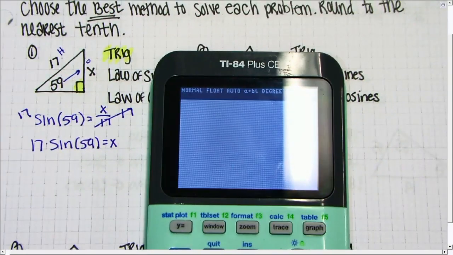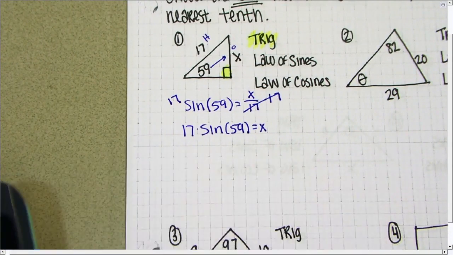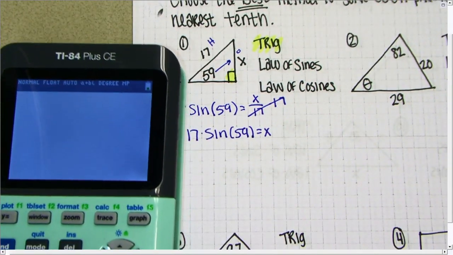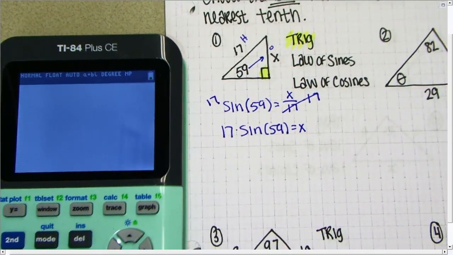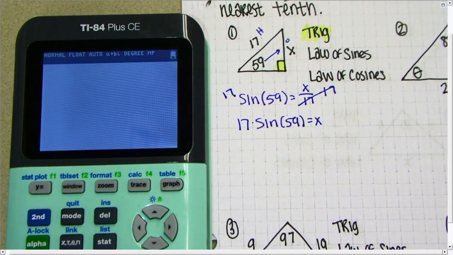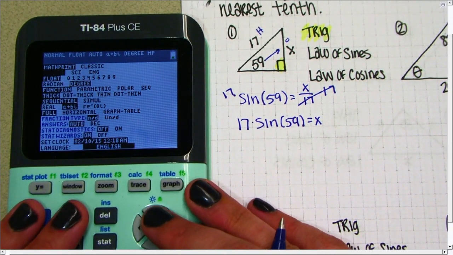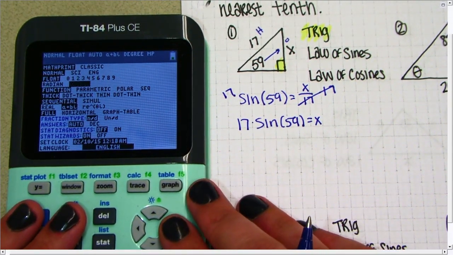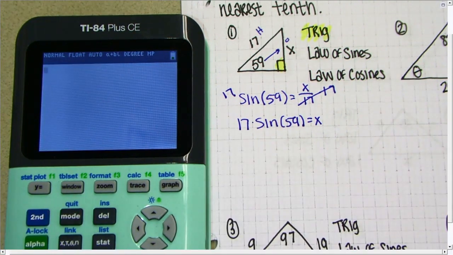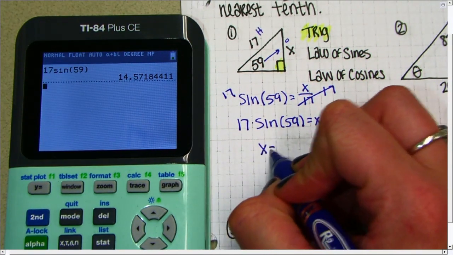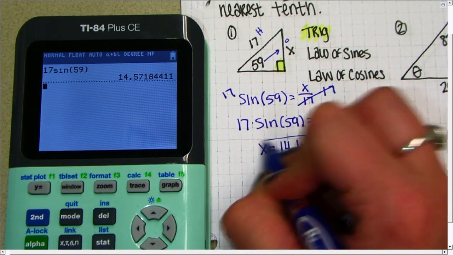Things we want to make sure that we do, we want to make sure that our mode is degree mode. To check the mode of your calculator, you press mode, arrow down, and degree should be the one highlighted, which it is. So now I can do trig. So 17 sine of 59 gives me an answer of X equals 14.6.